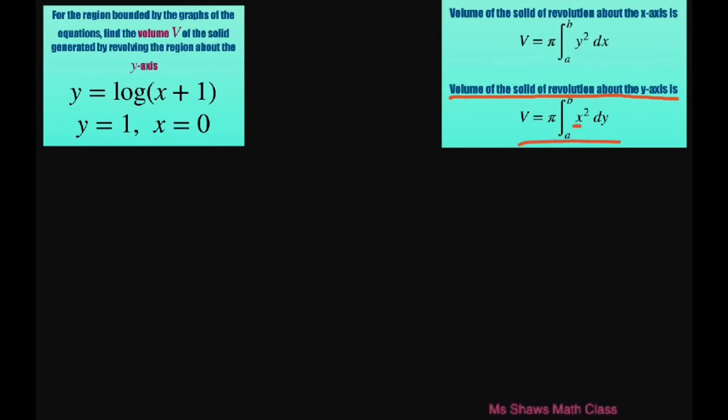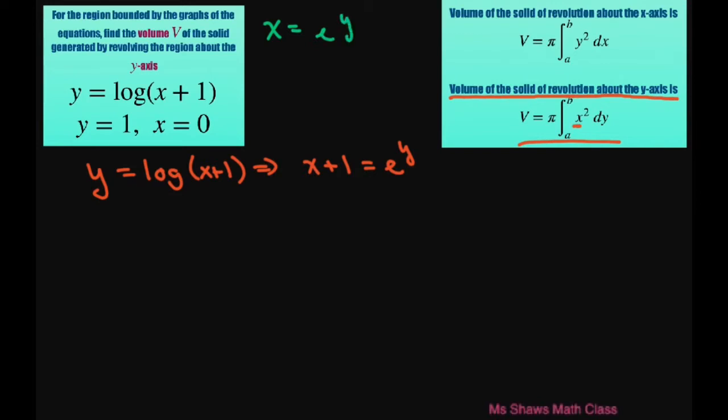So we need to solve for x here. If we have y equals log of x plus 1, I can rewrite this as x plus 1 equals e to the power of y. Then solving for x, we'll get x equals e to the power of y minus 1. So we solved for x here.